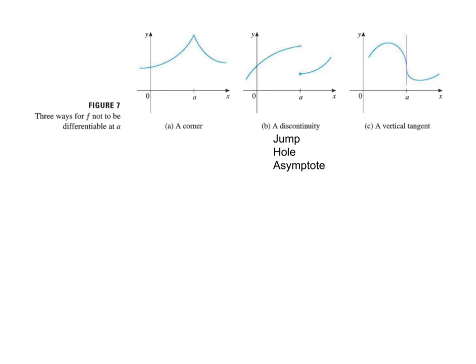Remember that these were the different ways that we could end up with a graph or a point that was not differentiable. So it can happen at corners, discontinuities. Remember, we have 3 different kinds of discontinuities: jumps, holes, and asymptotes. And it can also happen if we have a vertical tangent along the way.